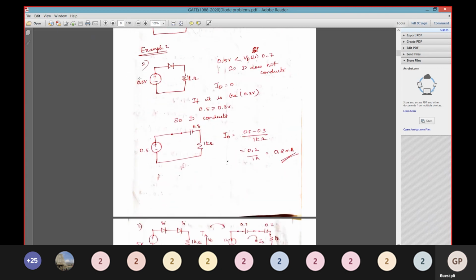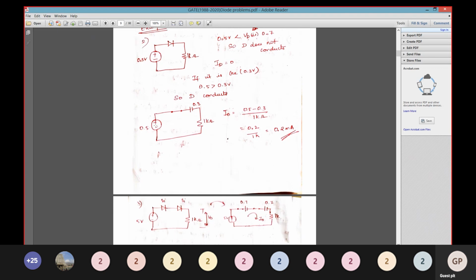Okay, and the next is your second example. This is a 0.5 volt source connected to a diode with a resistance. As I told you, if it is a silicon diode you need 0.7, and if it is a germanium diode you need 0.3 volt. Here I have just 0.5, so the maximum voltage reaches only 0.5. So obviously the given diode is a germanium diode with a cut-in voltage of 0.3.